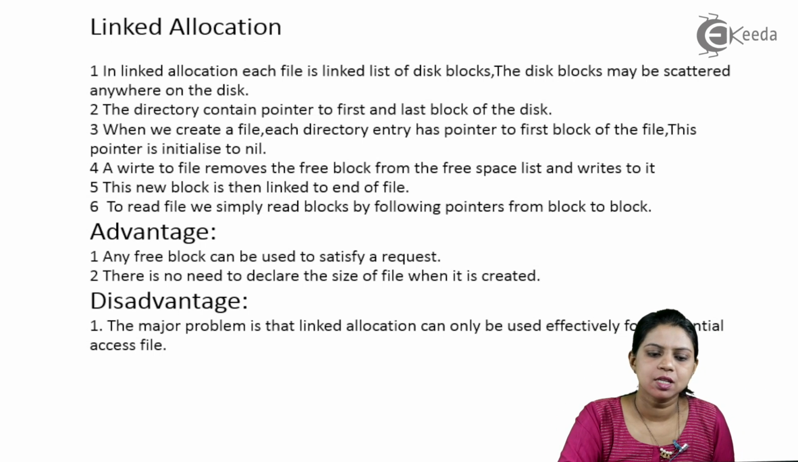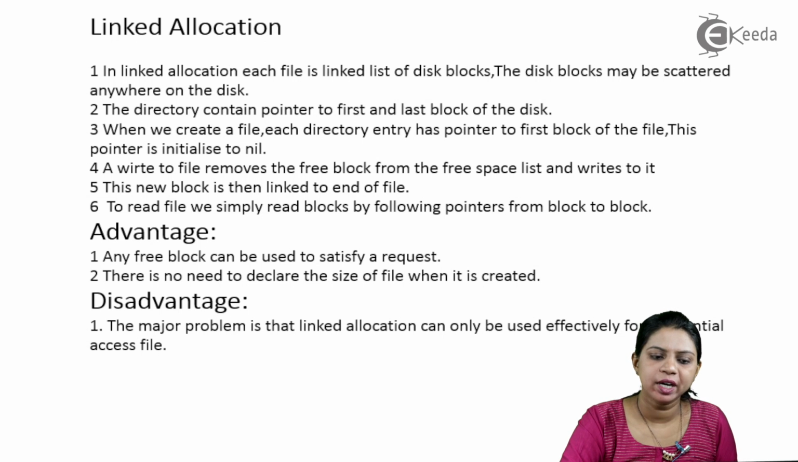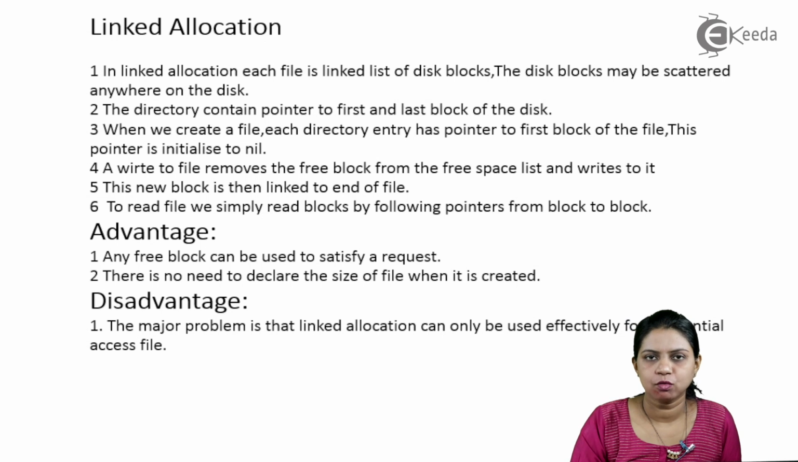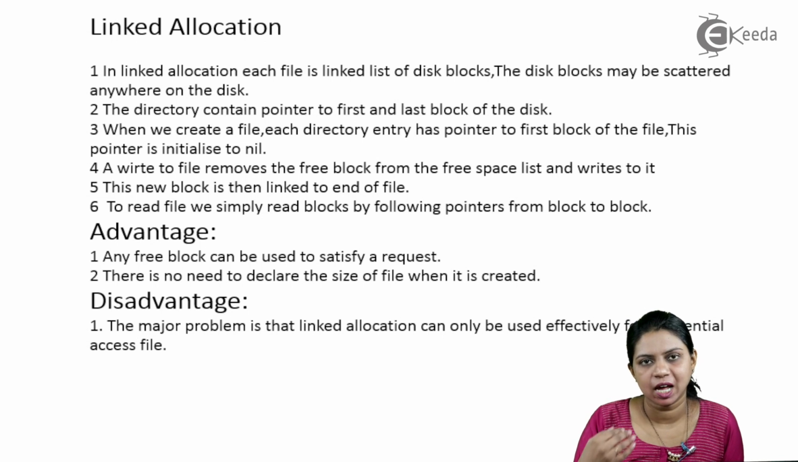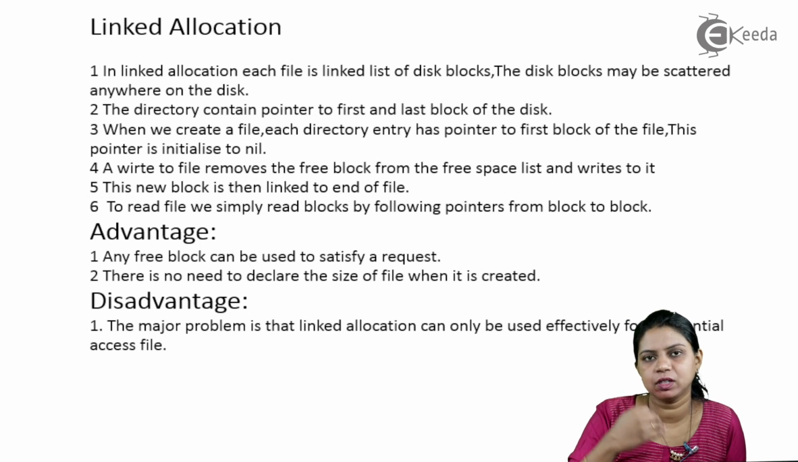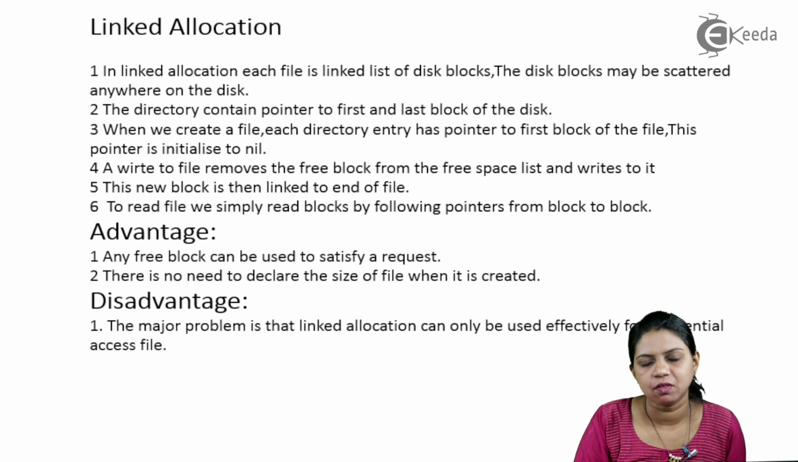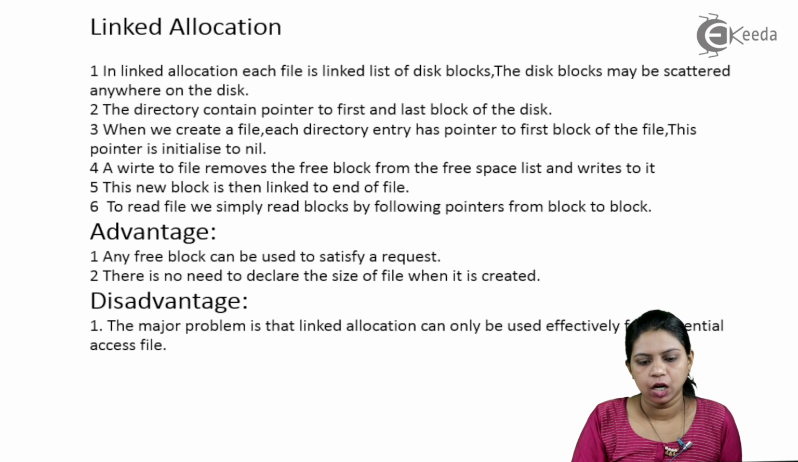This new block is then linked to end of the file, and to read a file we simply read block by following pointers from block to block. So in this way, suppose if I want to read block number 12, then I have to start from block number 9, then I will go to block number 7, and then I will go to block number 12.